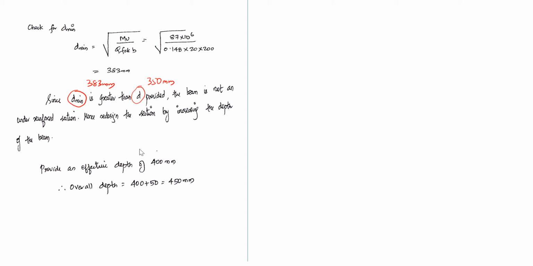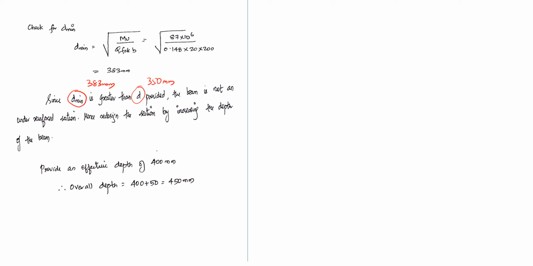We had done this because we got this D minimum greater than D, so the section is an over reinforced section. So in order to make sure that your D minimum is less than the D provided, we will redesign the section. That is, we will now assume the effective depth as 400 and overall depth as 450, and we will try again. So the same thing has to be done.